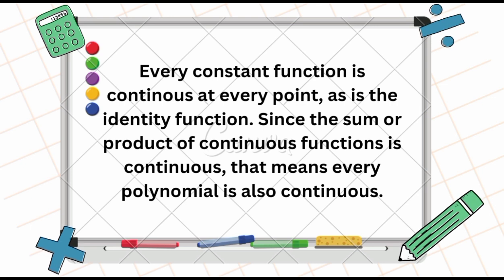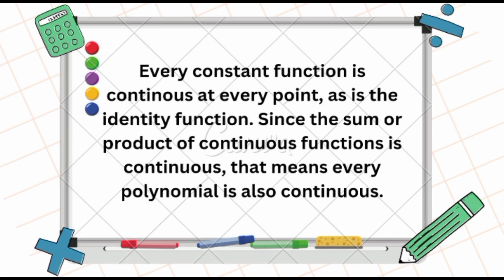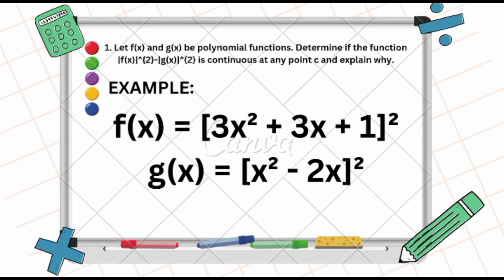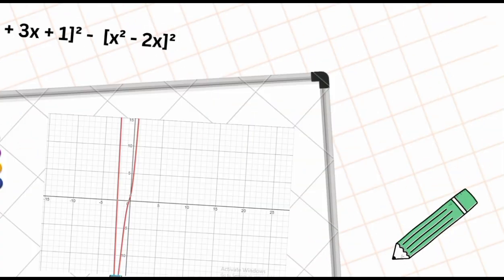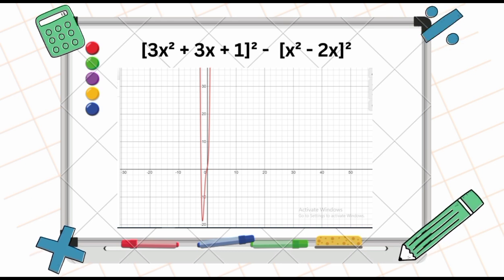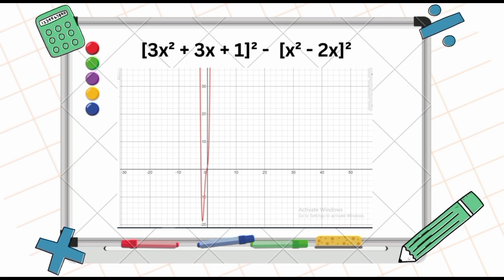So, basically, kapag ang given natin is polynomial function, given na rin na continuous siya. So, let's try an example. f of x equals 3x squared plus 3x plus 1 squared and g of x equals x squared minus 2x. So, isa-substitute natin siya sa given sa word problem. So, magiging 3x squared plus 3x plus 1 squared minus x squared minus 2x squared.